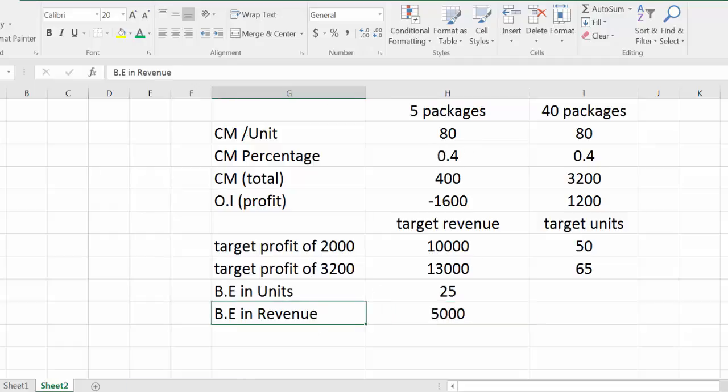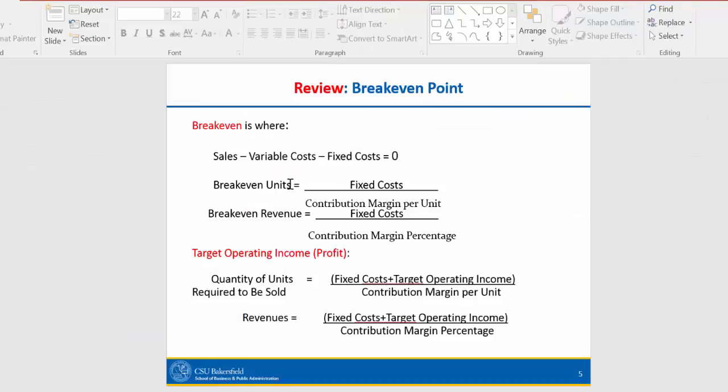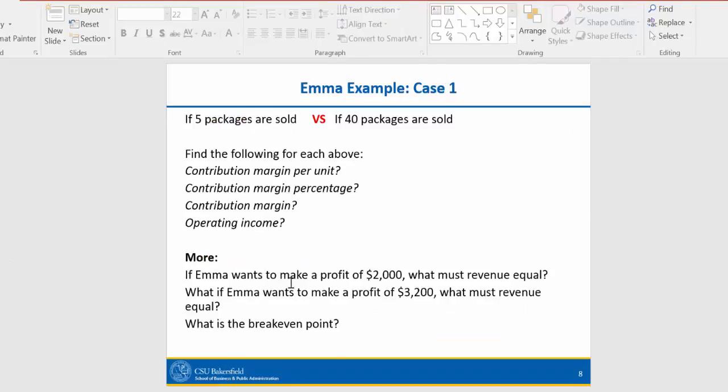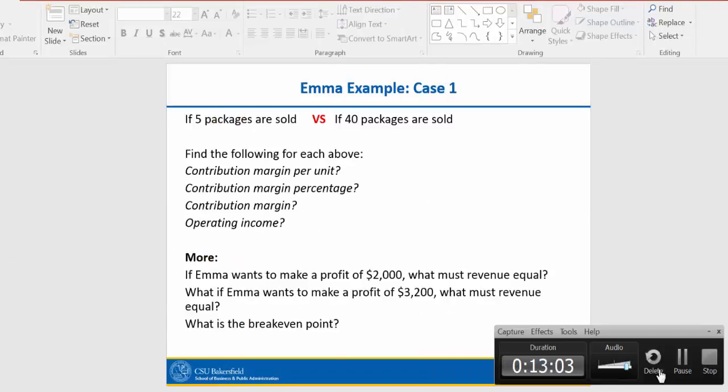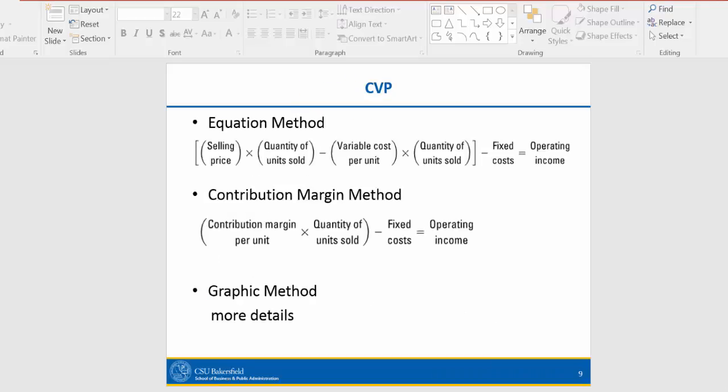Okay, so now we have almost completed the case 1 questions. Cost-volume-profit analysis is essentially a few formulas and several measures, and I want you to make sure that you definitely understand the mathematical formulas. Okay, you may want to remember. There are two major measures using mathematical formulas.